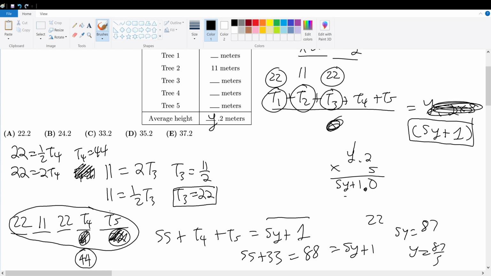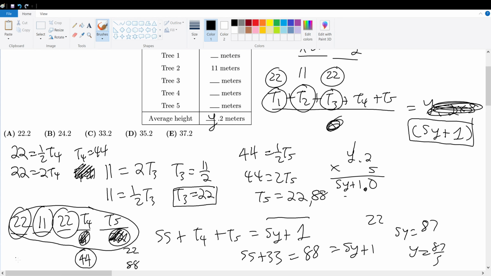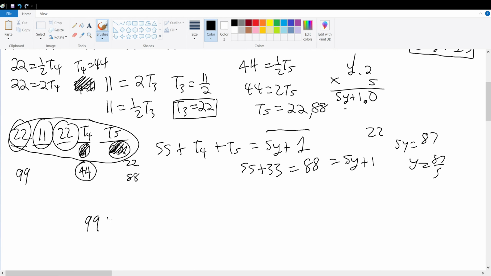So what can t5 be then? Well, we can just use another possibility tree. If t4 has to be 44, then 44 must be equal to half times t5, or 44 is equal to twice times t5. So t5 can either equal 22, or it can equal 88. Let's see which one works. If we have 22 plus 11 plus 22 plus 44, what do we get? We get 99. So it's 99 plus t5 is equal to 5y plus 1, whatever y might be. t5 can either equal 22 or 88.